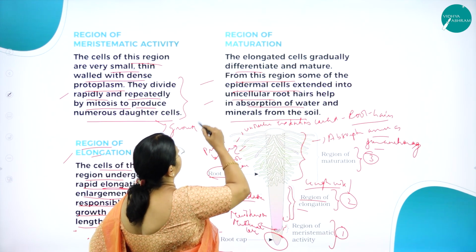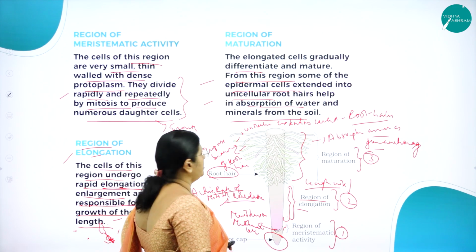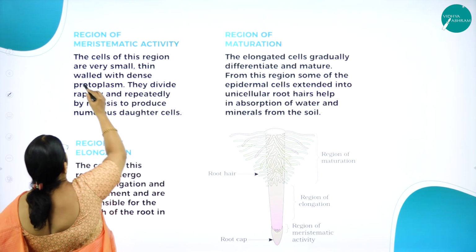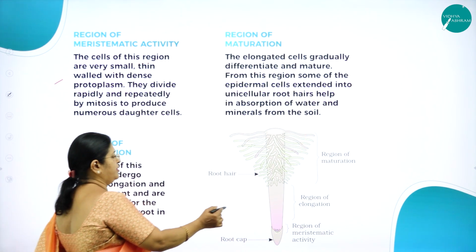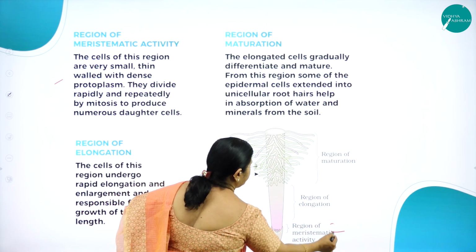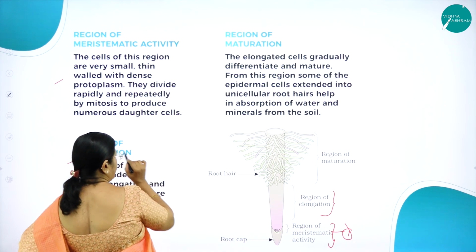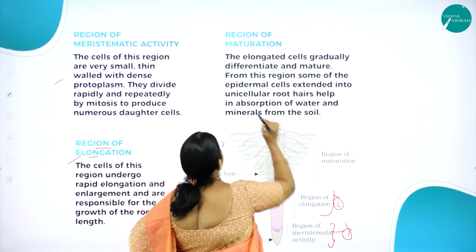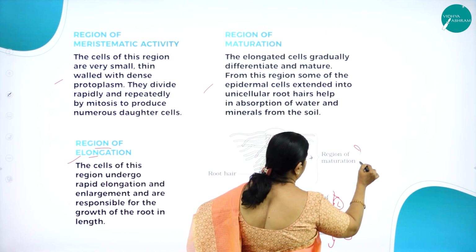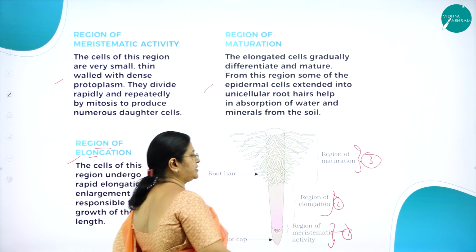So these are the three very important regions of a plant body. So what are the three very important regions? Region of meristematic activity, one. Next is what? Region of elongation. That is the second part. And third is what? Region of maturation are the three.